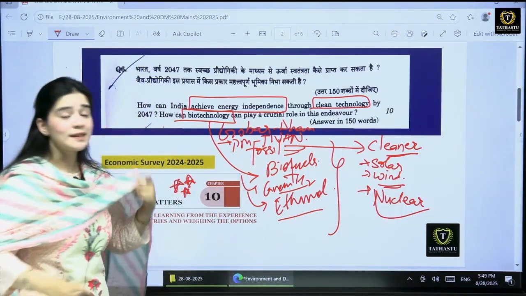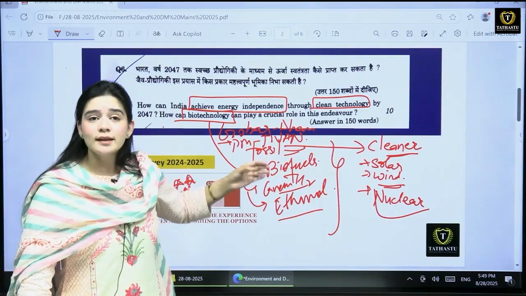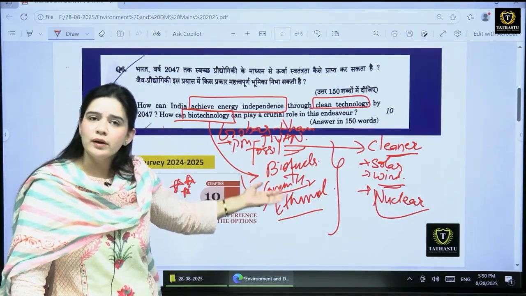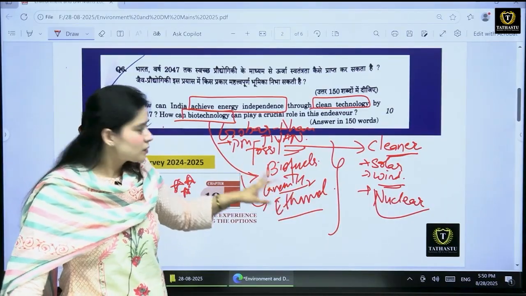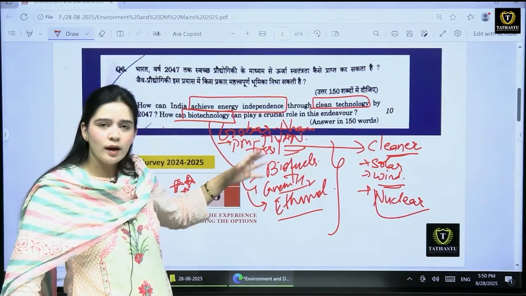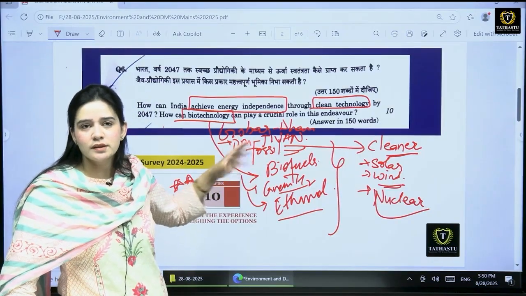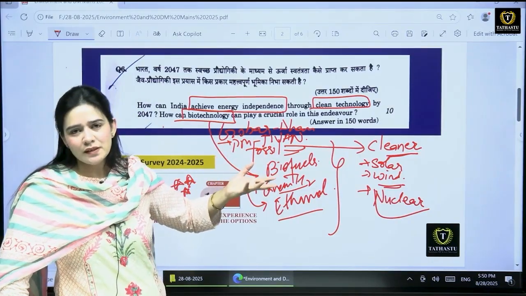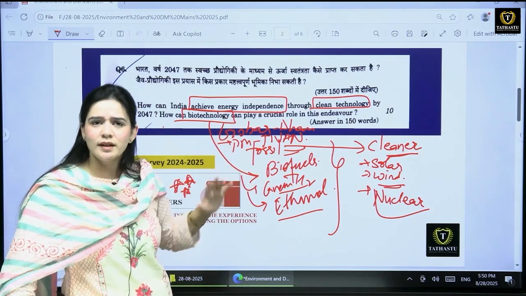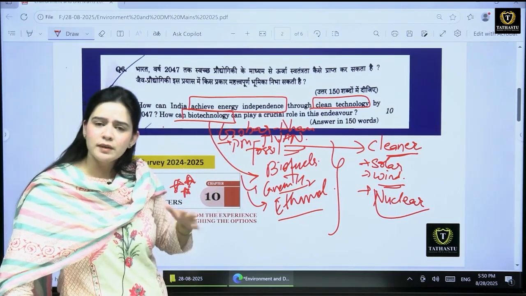Okay, the Satat initiative is there. So that is where we are utilizing biotechnology. This was a simple question which you could write if you had studied the major initiatives, and all of this was in the news. It's not that something completely new was asked.